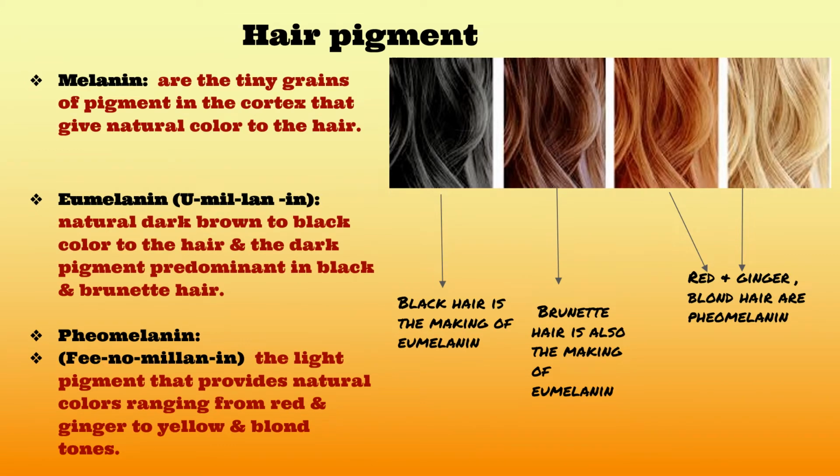Hair pigment is going to be your melanin. Melanin is also known as color. Melanin is the tiny grains of pigment in the cortex that give natural color to the hair. Eumelanin is the natural dark brown and black color of the hair, and dark pigments are predominant in black and brunette hair. Pheomelanin is the light pigment that provides natural colors ranging from red and ginger to yellow and blonde tones.